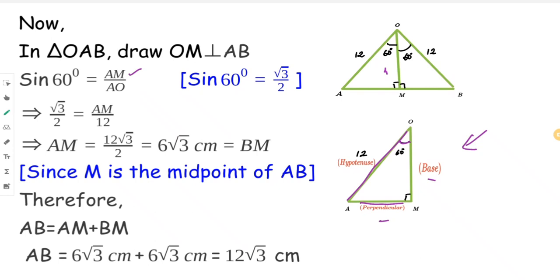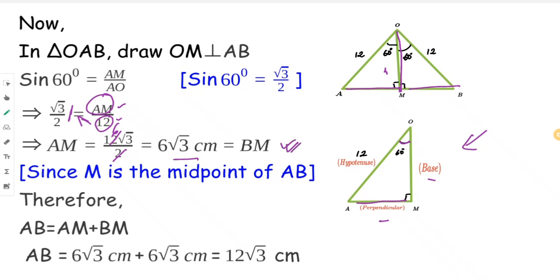Now let's put the value. What is the value of sine 60? Root 3 by 2. I'm trying to find this AM, the perpendicular, and the hypotenuse is 12. Now remember, I'm trying to find AM, so this 12 will go up. It will become 12 root 3 divided by 2, which I can divide: 2 sixes are 12. So I'm going to get 6 root 3. Because OM is perpendicular, it is right in the middle, so if this much is 6 root 3, even this is 6 root 3. That's why you can say it equals BM.